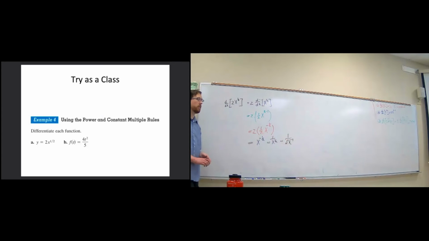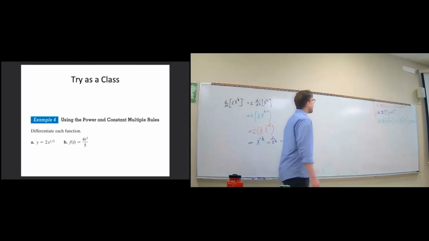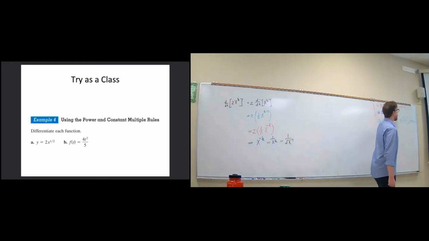All 3 of those. All 3 of them? How did you get 1/2 minus 1 in the second section? This comes from the power rule. Oh, to the n minus 1, okay.